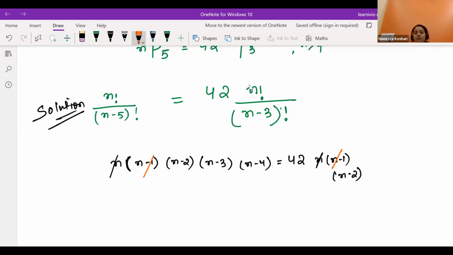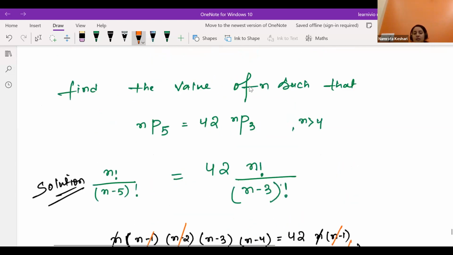Yes, ma'am. n minus 2 and n minus 2 will also cancel. Okay, now we are left with n minus 3 multiplied with n minus 4 is equal to 42. Any confusion so far? Alina, this is the question we are having. Are you getting what we are doing over here? Yes, ma'am.